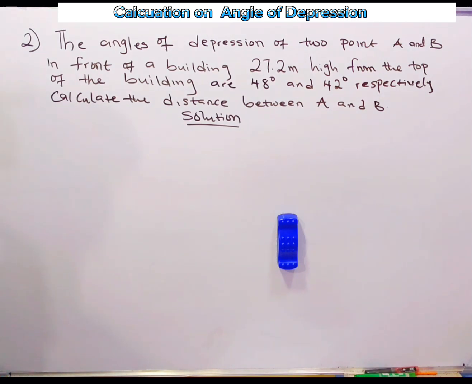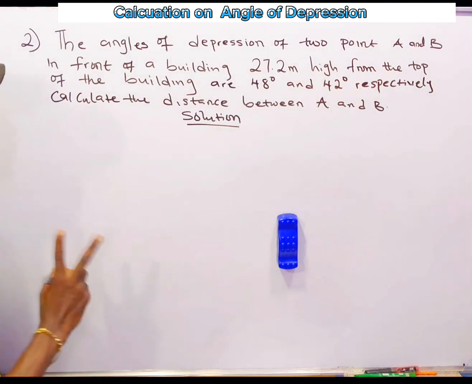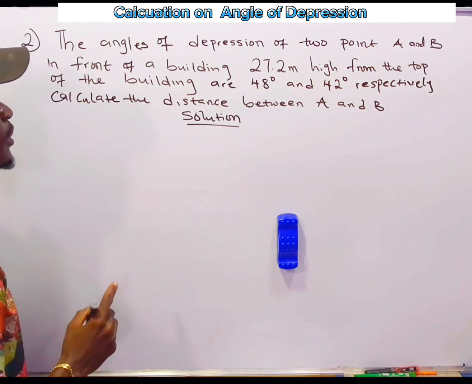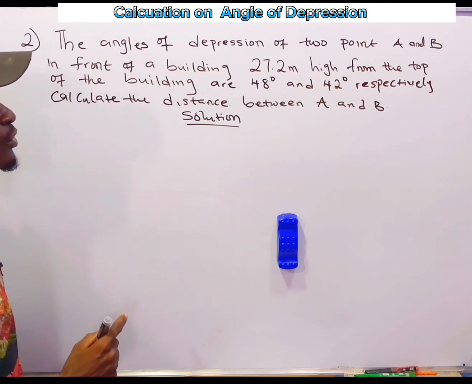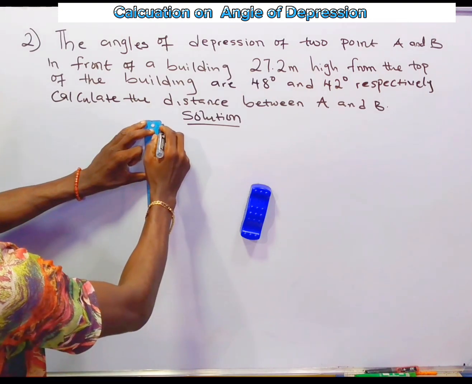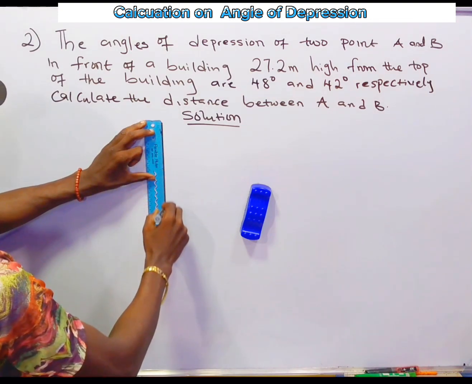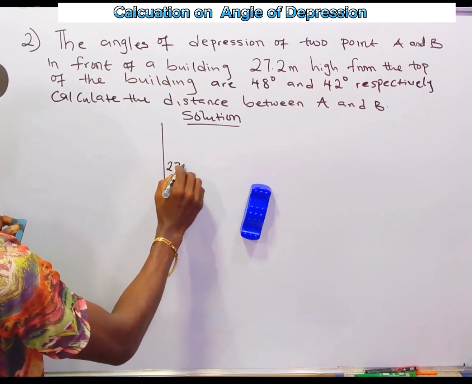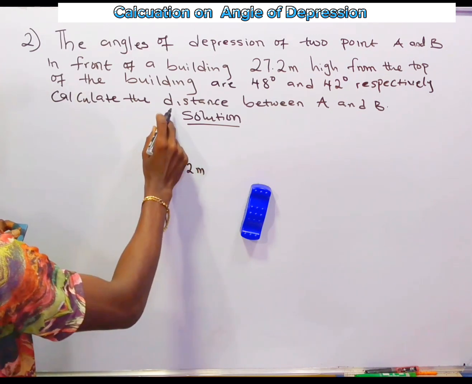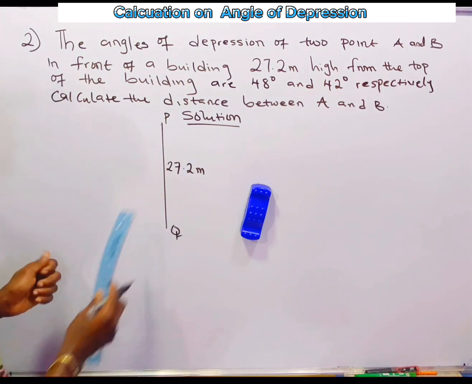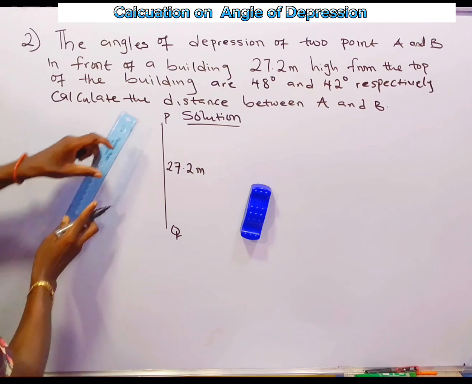Angle of depression of 2 points A and B. We are dealing with 2 points and 2 angles from the top of a building that is 27.2 meters high. Let the top of the building be point P and let the foot be point Q. And we have 2 angles and 2 points.